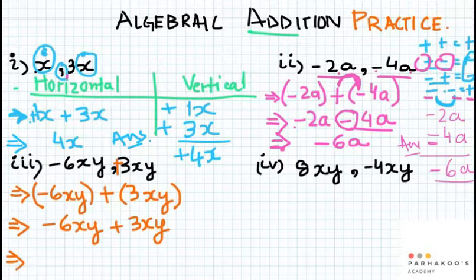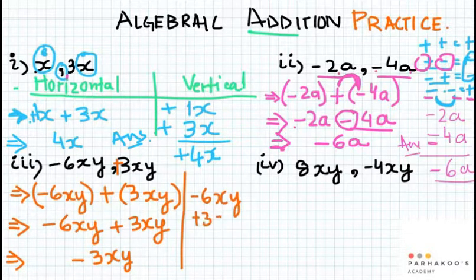Okay, now plus and minus. Plus minus is minus, so we need to subtract them. So 6 minus 3 is 3xy, and the sign of the biggest term is minus, so minus. You can either do it vertically, minus 6xy plus 3xy. Plus minus is minus, so 3xy, and the sign of the bigger term is minus, so minus 3xy.